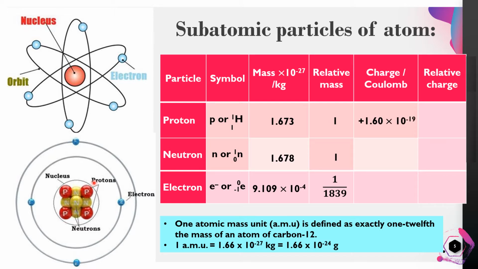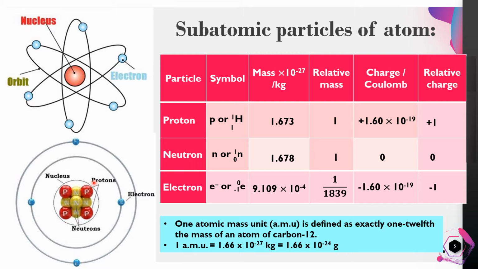Then the charge of a proton is positive 1.60 times 10 to the power of negative 19 coulomb. Neutron has no charge, which is neutral. Electron is negative 1.60 times 10 to the power of negative 19 coulomb. The relative charge of proton is positive 1, neutron is 0, and electron is negative 1.